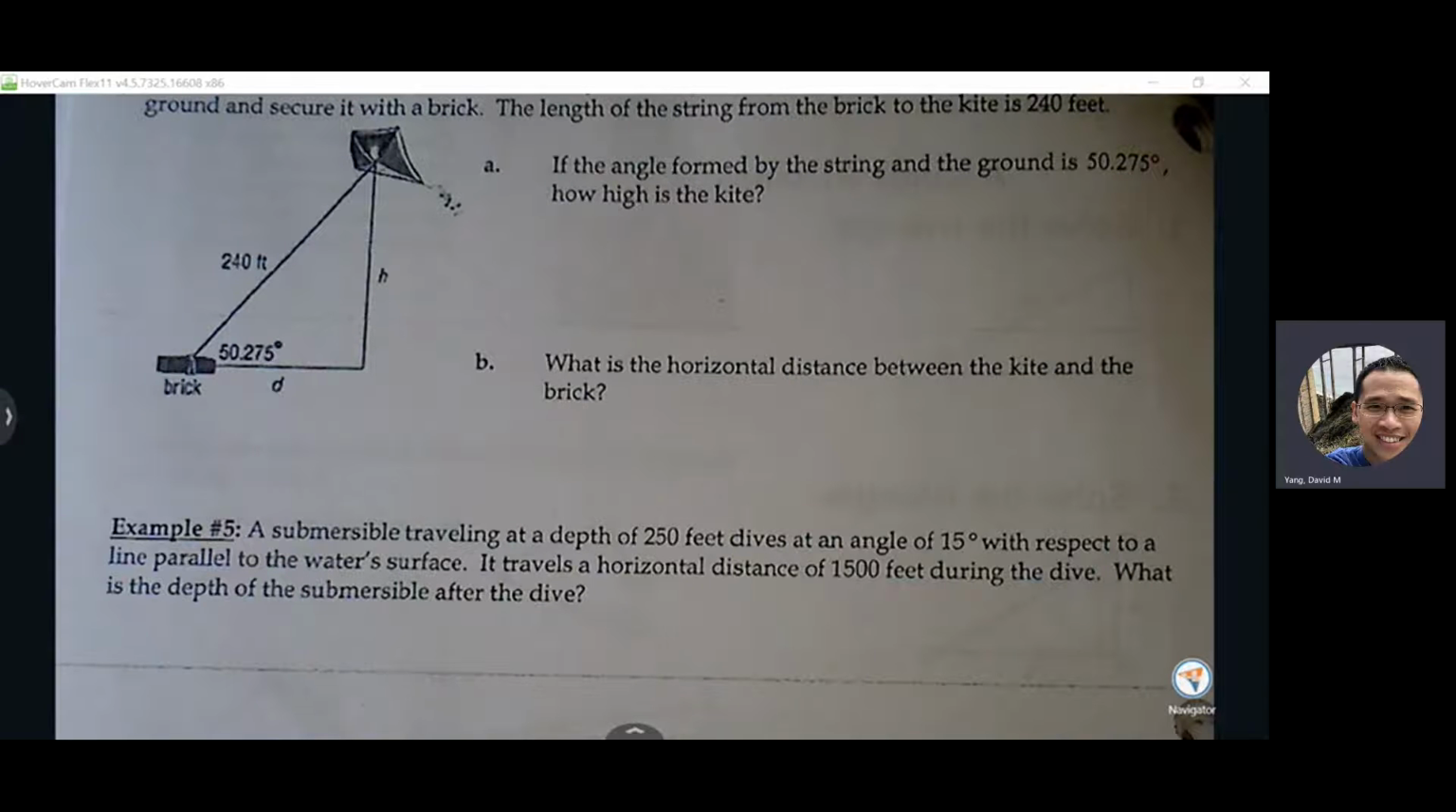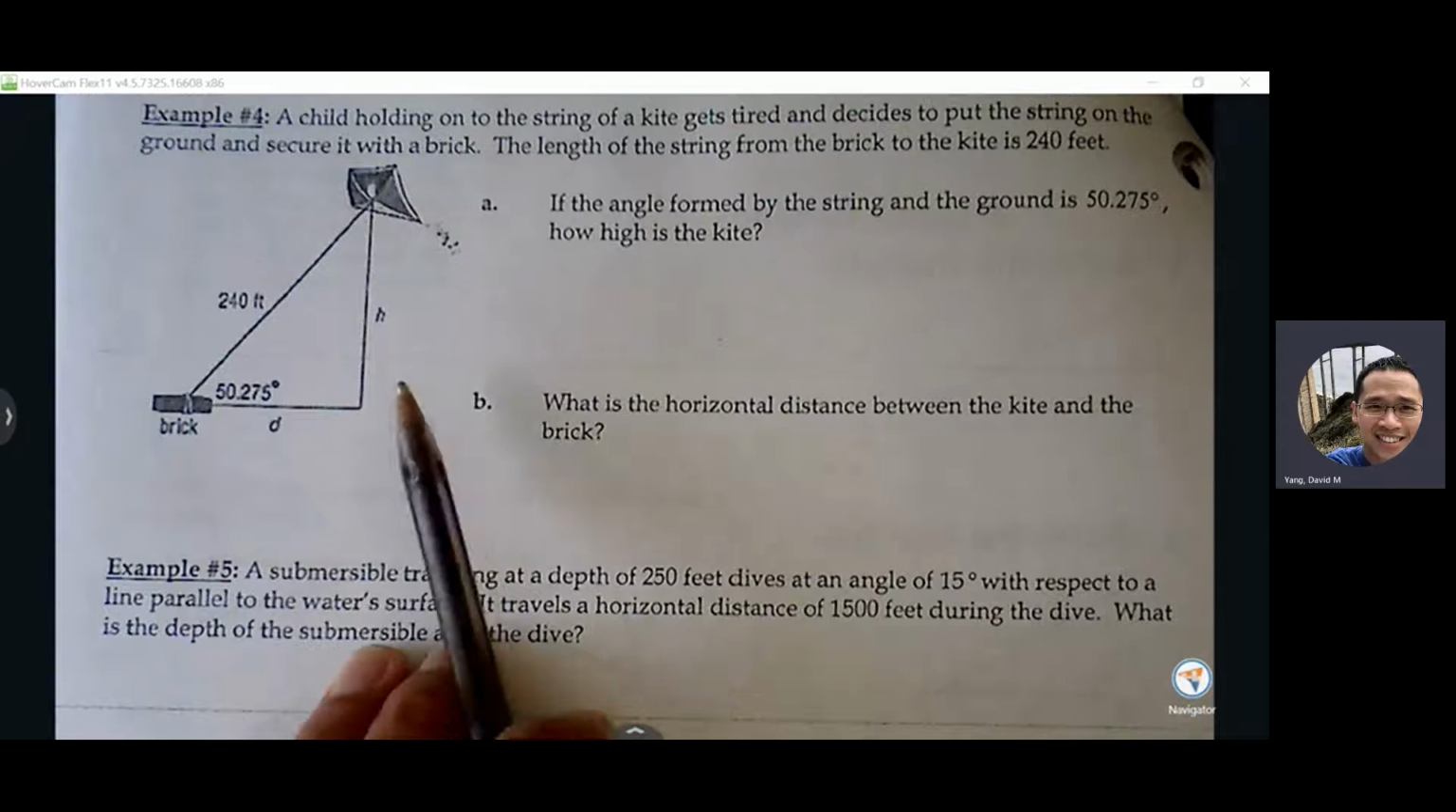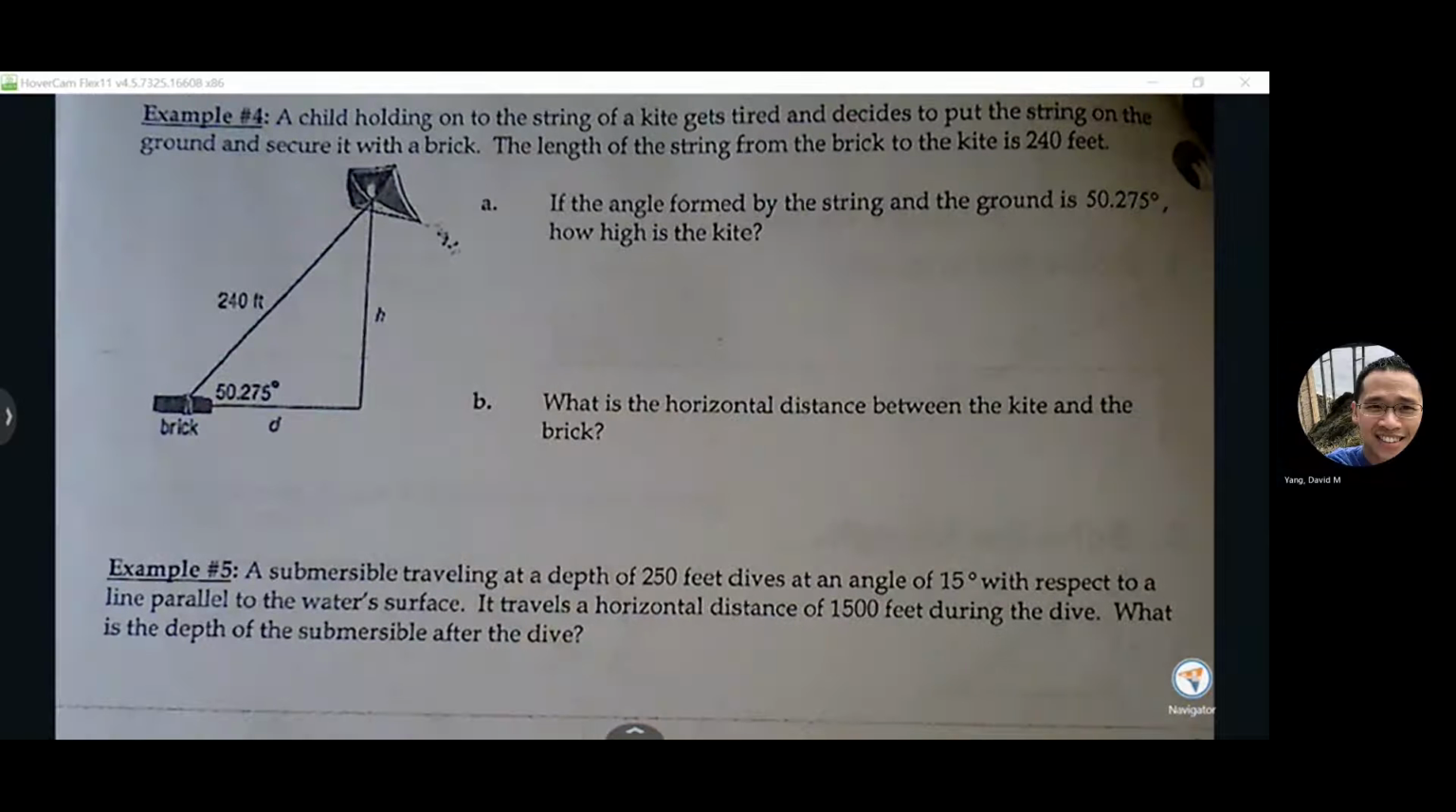Okay, so pretty straightforward here. Part A, if the angle formed is 50.275 degrees, how high is the kite? So which variable in this case are we solving for? H. Okay, and would you use sine, cosine, or tangent to set up? Sine. Okay, try that. See if you can set that up. Sine. Okay. Why would we use sine?